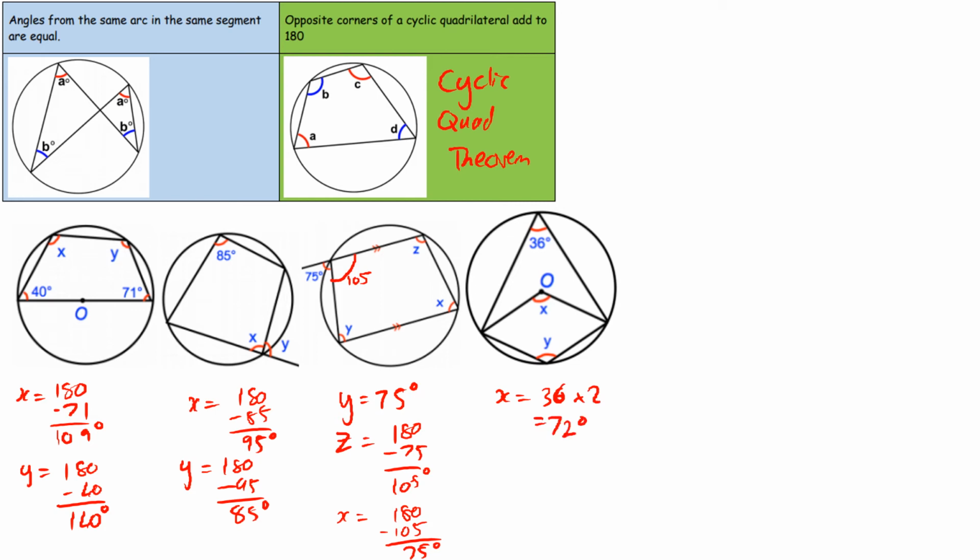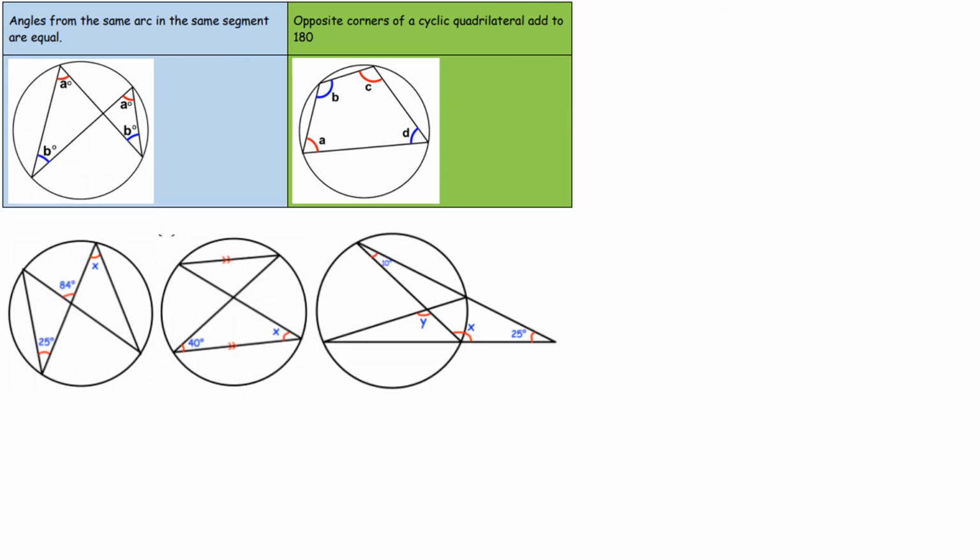Well, y is on a cyclic quadrilateral with that 36, so we just need to take away the 36 to get that y is 144 degrees. Okay. So here's a couple slightly more advanced same segment theorem questions.